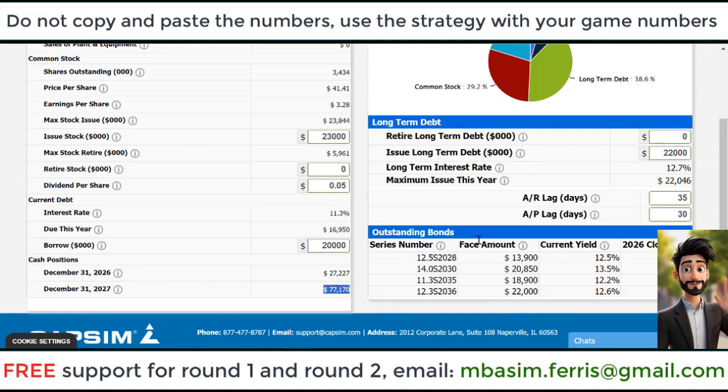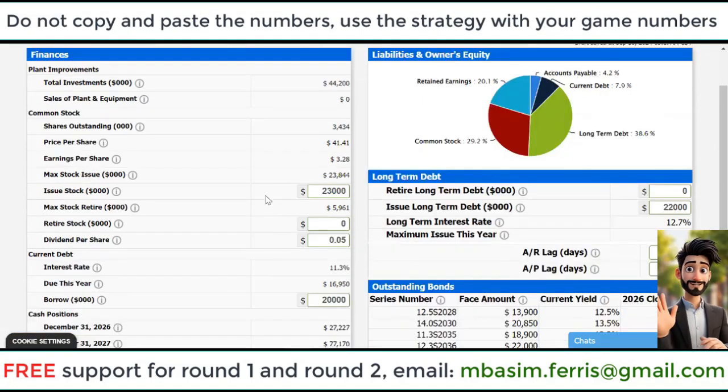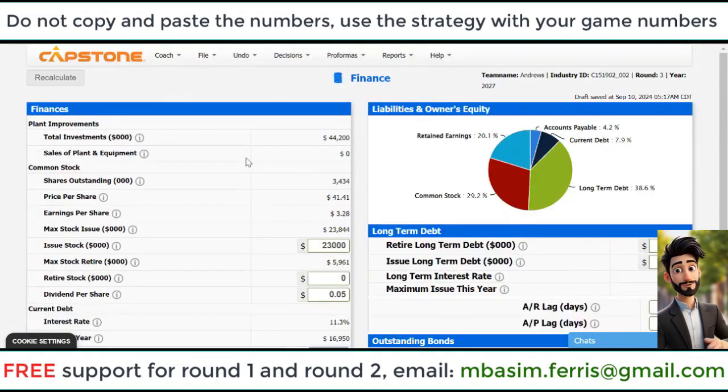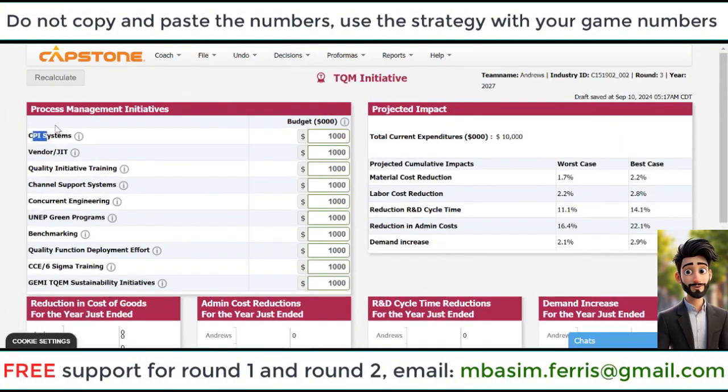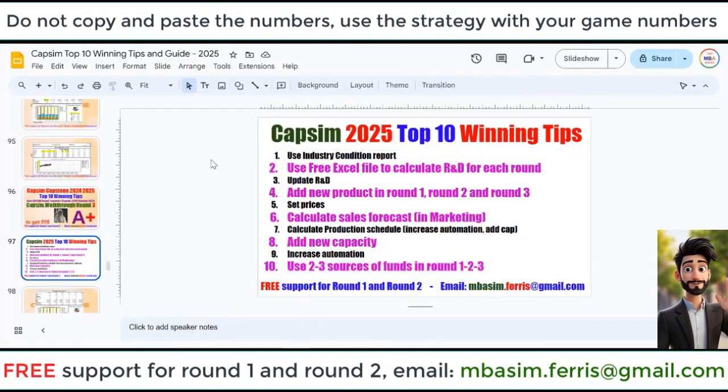Tip number 9. Set clear strategic goals. From round 1, define a clear company strategy. Cost leader with product lifecycle focus: dominate low-end and traditional. Differentiator with high-end innovation: win in high-end, performance and size. Do not spread across all segments with equal effort. Pick 3 to 4 segments to focus on and align all decisions: R&D, marketing, production, finance, and TQM.